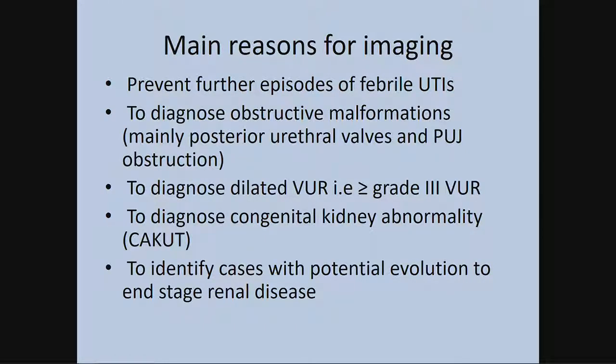Now, the main reasons for imaging are to prevent further episodes of febrile urinary tract infection, to diagnose obstructive malformations, mainly posterior urethral valves and PUJ obstruction, because infection in obstructed systems is very problematic. They become very septic. To diagnose dilating reflux, that is greater than grade 3 reflux, which may result in renal scarring. To diagnose congenital kidney abnormality, which will be abbreviated like that in my talk, and to identify cases with potential evolution to end-stage renal disease. So this is why we image.